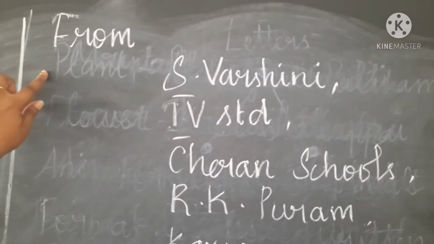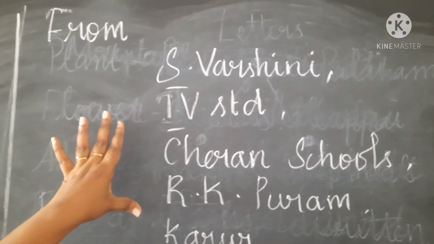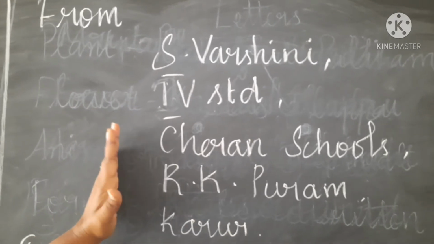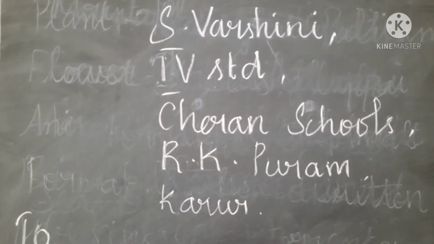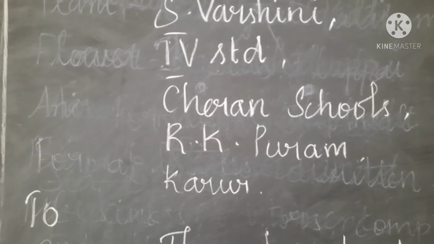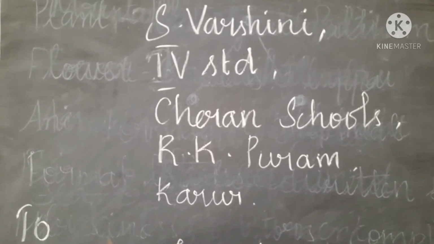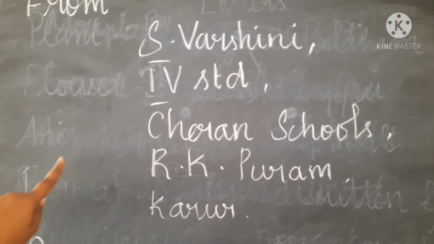In this from address, you are going to write your address because you are the sender. You are the sender of this letter and the receiver of the letter is the class teacher. See, you are writing a letter to a class teacher. So, the receiver is the class teacher and the sender is you, the student.